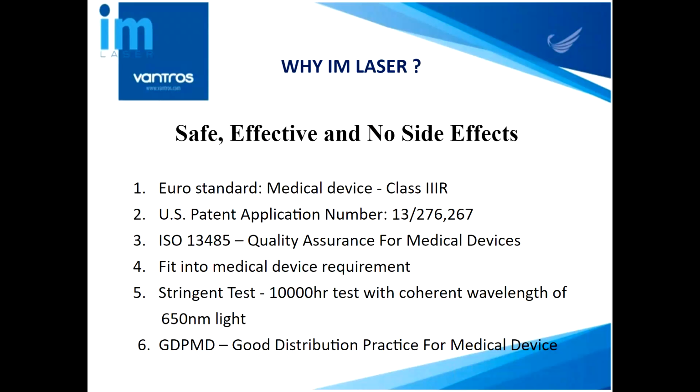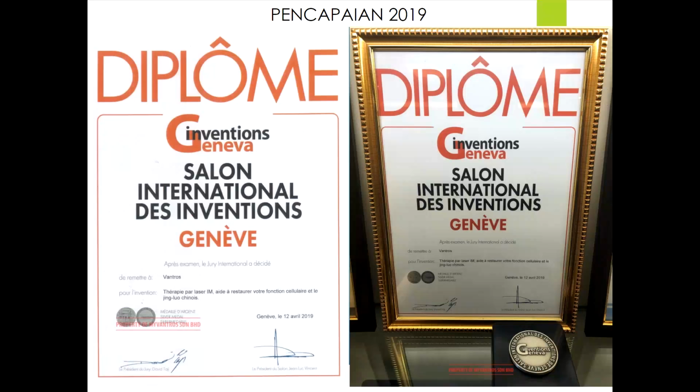Number 5, we have gone through the stringent test, 10,000 hours test with the coherent wavelength of 650 nanometer. That means that over 10,000 hours, the light wavelength is very stable at 650. So 10,000 hours is, if you use 1 hour a day, it can last you 27 years. It's too long actually. So for your whole family, maybe 4 or 5 years is good enough. And again, in Malaysia, we have this GDP MD, Good Distribution Practice for Medical Device. You need this license to sell into the market.